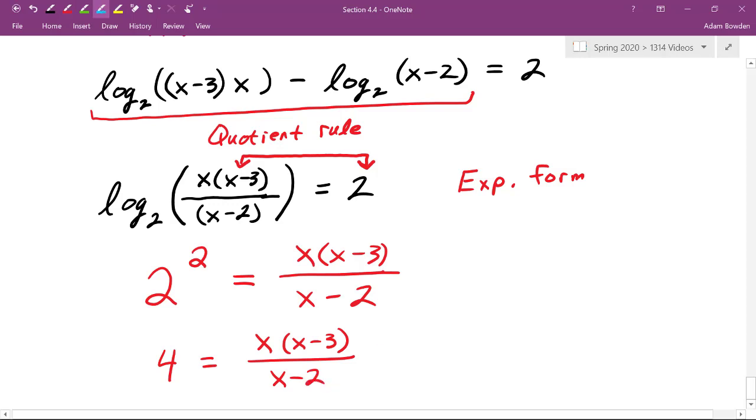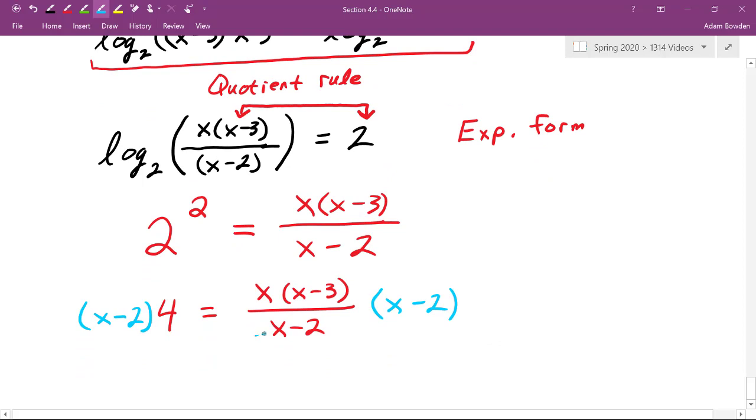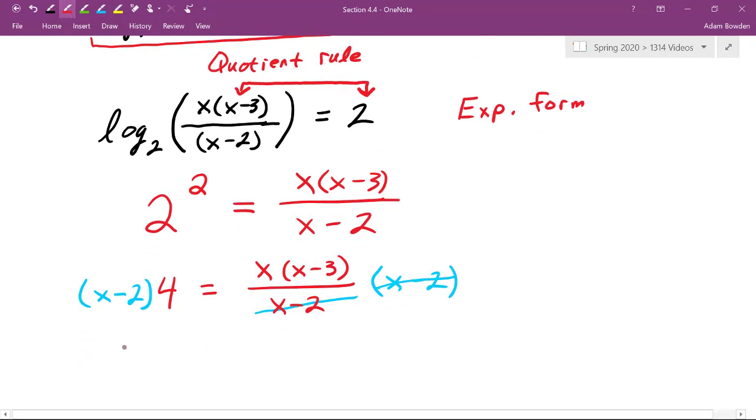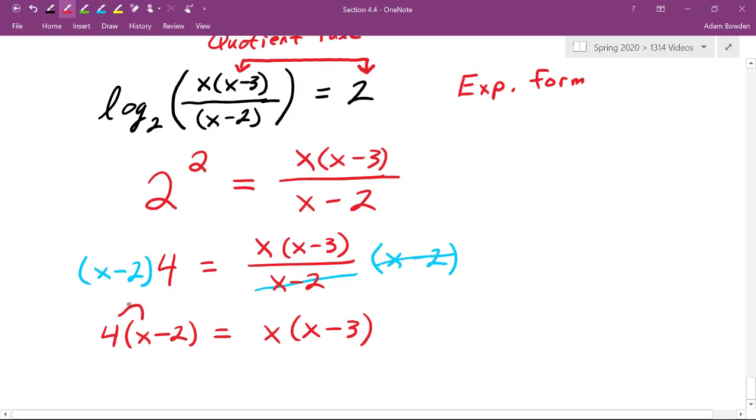Now the way I'm going to have to solve this one is to start out multiplying both sides by the x minus 2. That way I can get rid of this denominator. Now that changes it into 4 times (x minus 2) equals x minus 3. Okay, so let's go ahead and distribute the 4 into the parentheses here. We could also distribute the x into the parentheses. So 4x minus 8 equals x squared minus 3x.